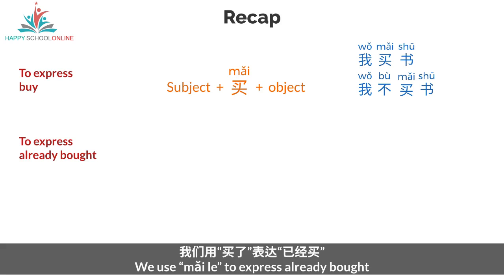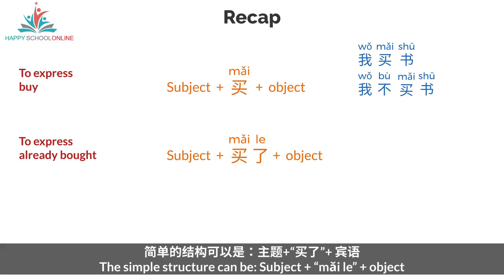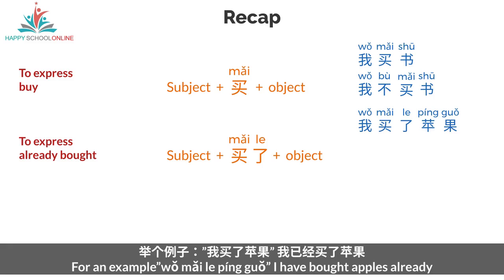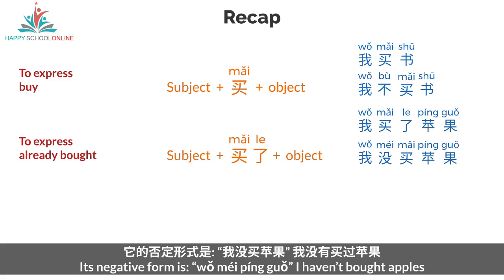We use 买了 to express already bought. The simple structure can be subject plus 买了 plus object. For an example, 我买了苹果, I have bought apples already. Its negative form is 我没买苹果, I haven't bought apples.